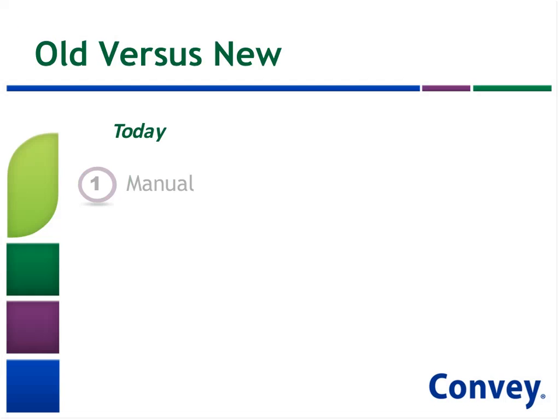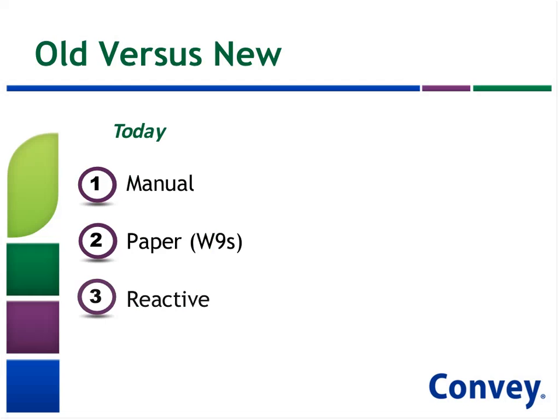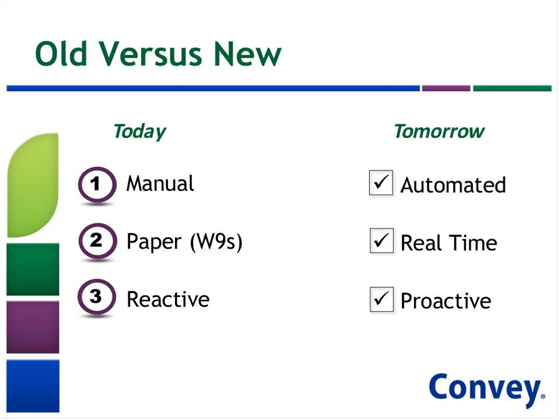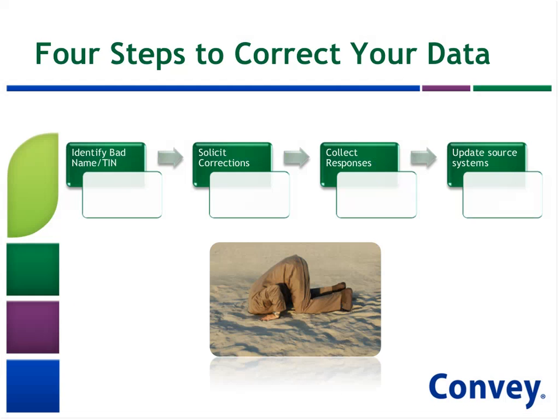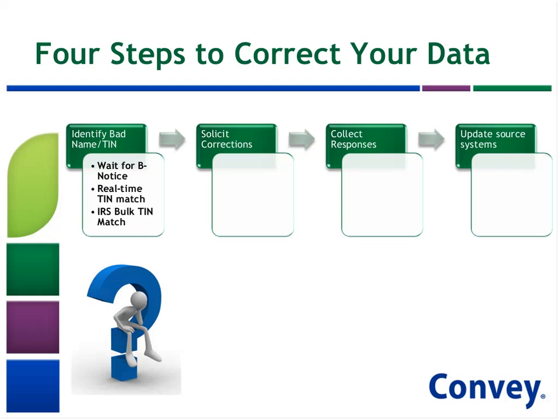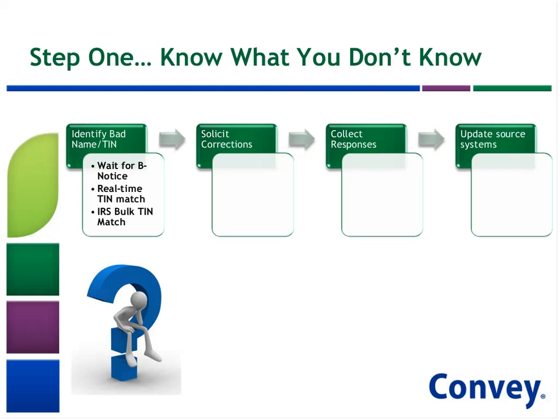So let's talk about old versus new. So today, manual process, paper W-9s, very reactive, and we're going to look at an automated process that's real-time and much more proactive. So we're going to start by collectively digging our heads out of the sand, and we're going to break this down into really 4 steps to collecting and managing your data. And the first step is going to be identifying the information that's bad, soliciting for corrections, collecting responses, and updating your source systems. So the first step is really knowing what you don't know.